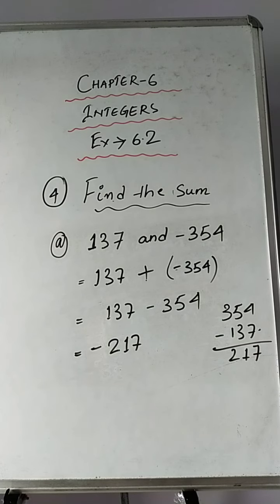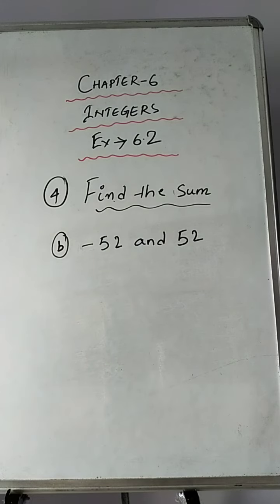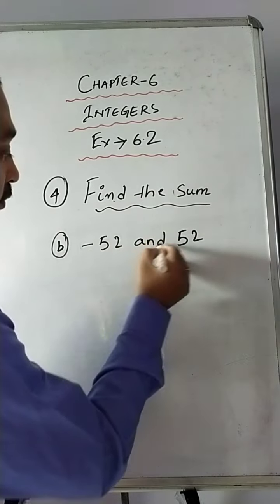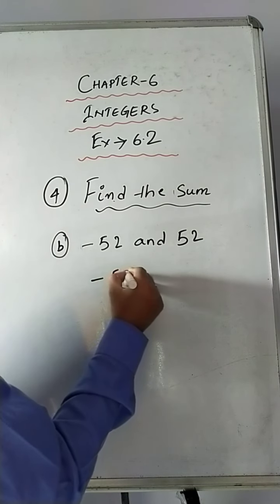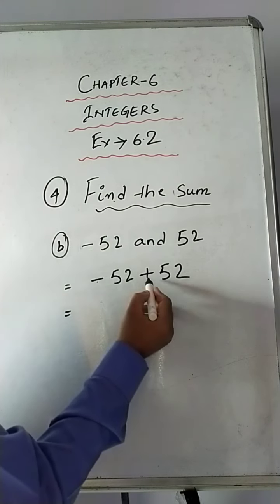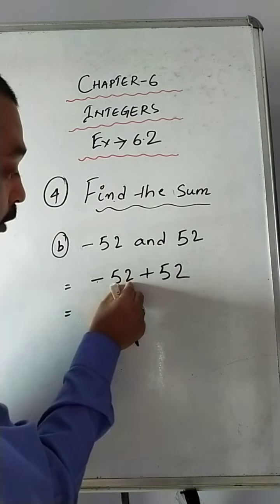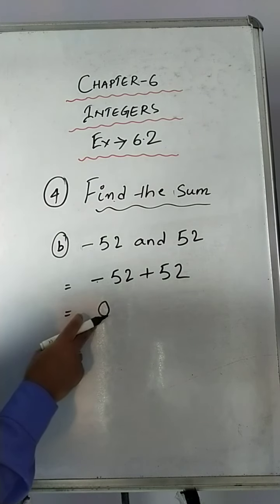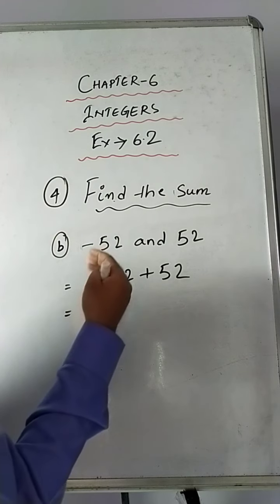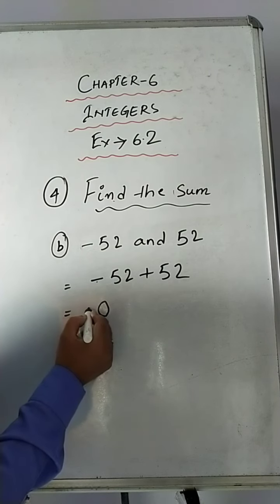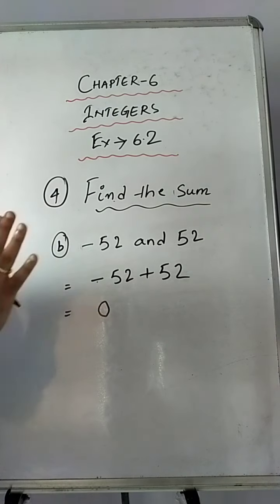Okay, now let's move on to sum number B of question number 4. In sum number B, we have minus 52 and 52. In place of the comma we'll put a plus sign. So what will be the answer? Minus plus is minus. 52 minus 52 is 0. So when you see the answer is 0, there is no need to say which sign is greater. With 0 we do not give any minus sign or plus sign, so your answer is 0.